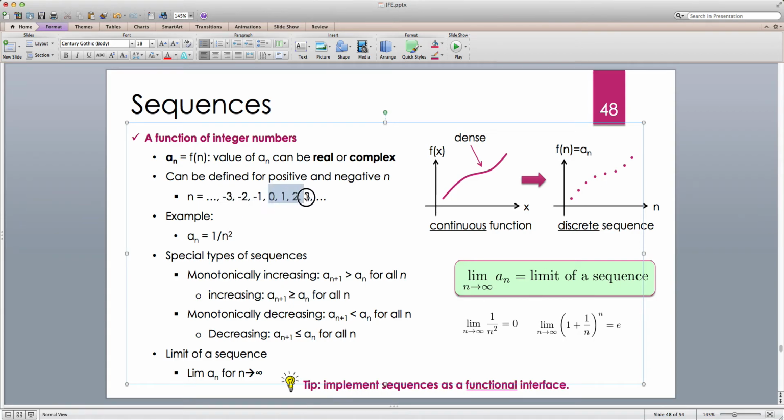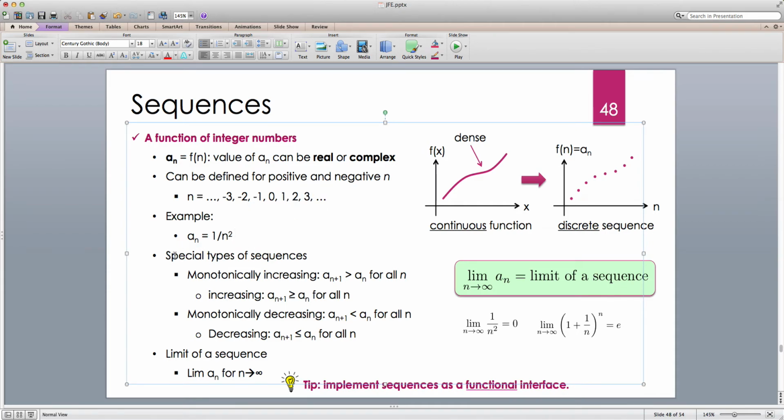But the typical case is that we start from index 0, because if you have negative indices, you can just shift the index, right? The convention is to start from 0 and go to positive numbers. Sometimes we just start from 1 and go to positive numbers. I guess it's really a matter of choice. One example is 1 over n squared, where n starts from 1, 2, 3 to infinity.